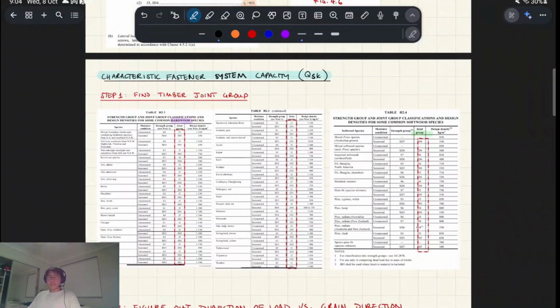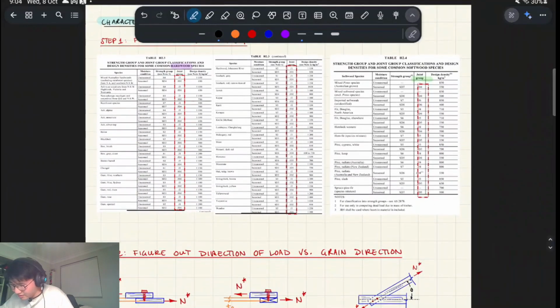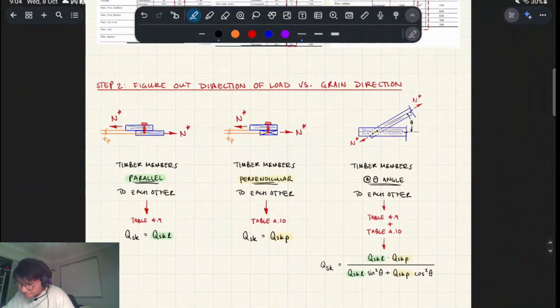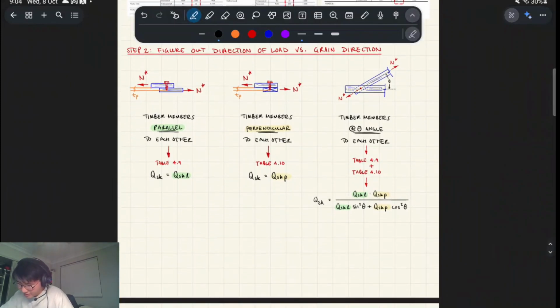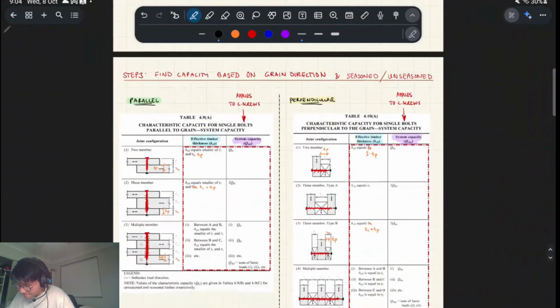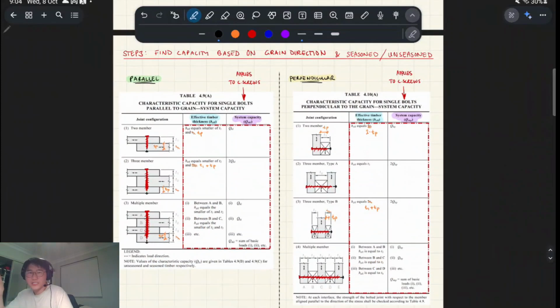Timber joint groups, I've just copied and pasted it from before. You can find what the tree you're looking at corresponds to in terms of joint group. Step 2 is to figure out what load direction you have, similar to what we did for bolts. It's pretty much the exact same concept as before, but it's a different table. Sorry, no, it's the same table.